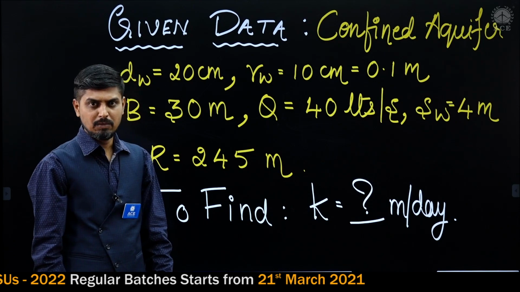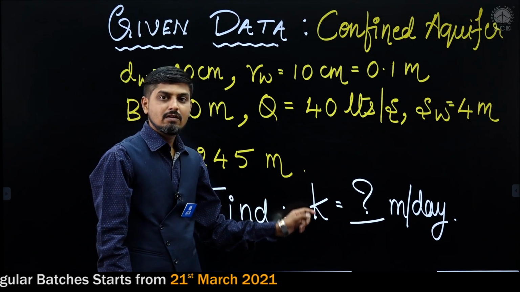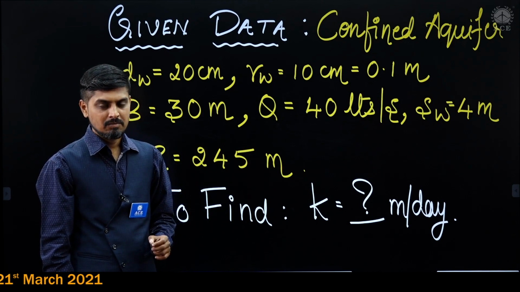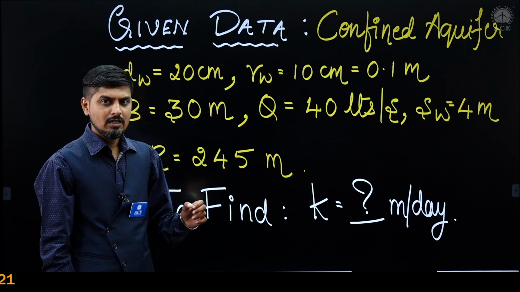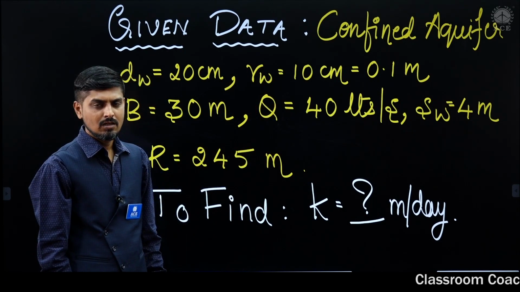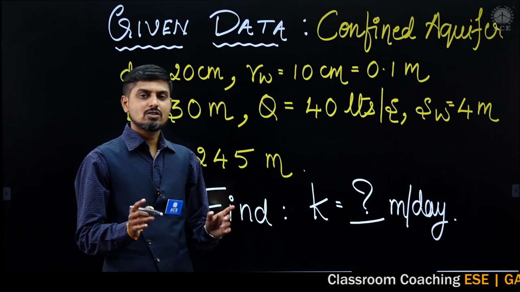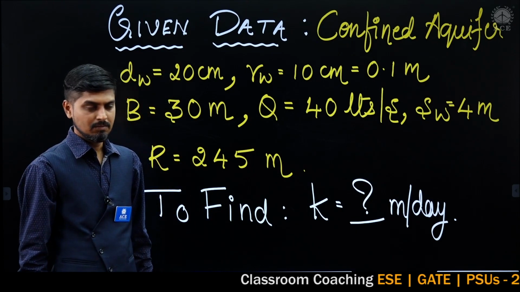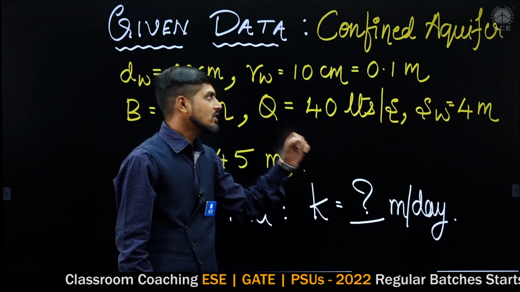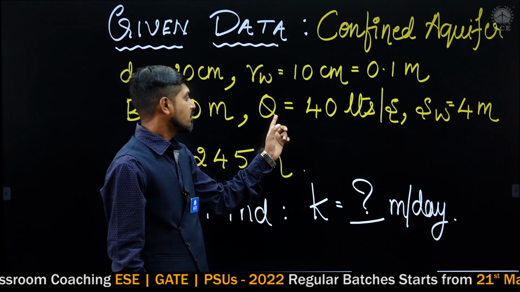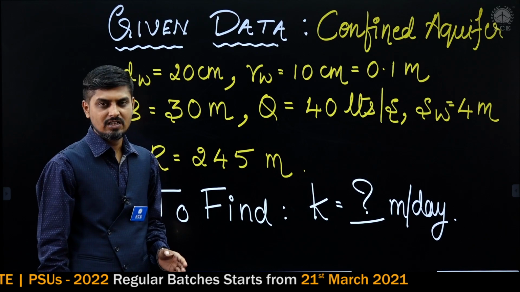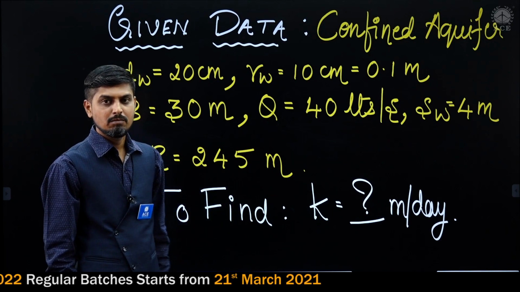So the question is very simple. To find out K, we require the coefficient of transmissibility, capital T. To find T, we have a lot of data from the given data. But remember one thing, many students make mistakes in conversion. Here K is asked in terms of meter per day. So first we shall convert the steady state discharge, capital Q, into meter cube per day.